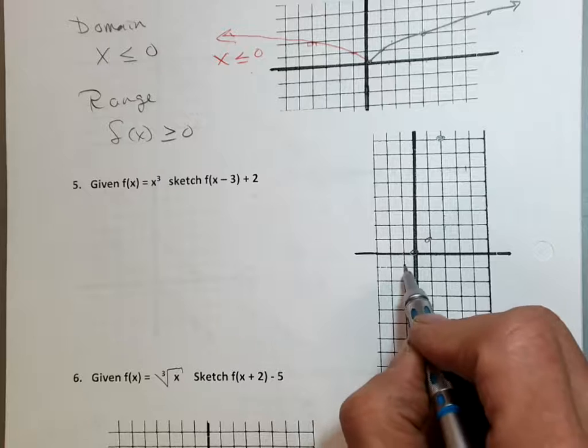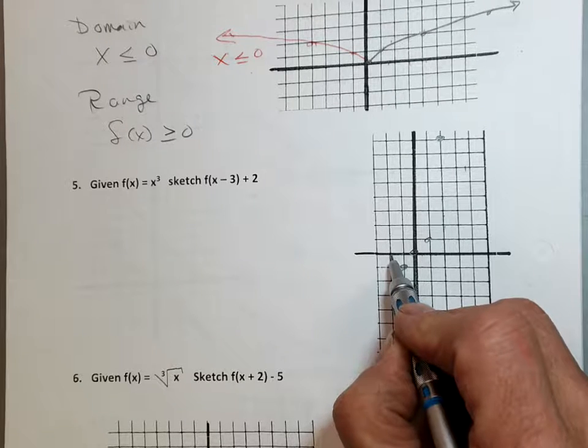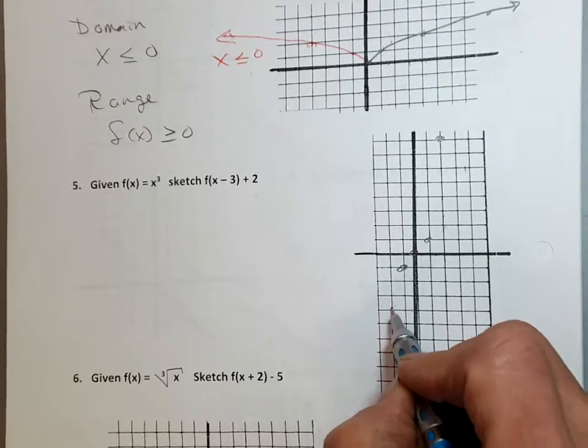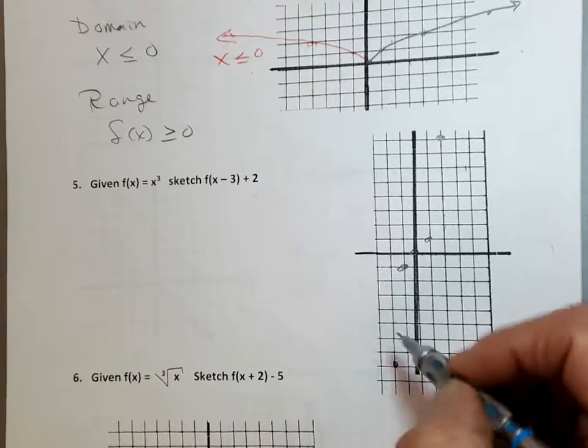Good. Thank you. Negative 1. I agree. Negative 2. It's negative 2 times negative 2 times negative 2. Negative 8. 1, 2, 3, 5, 6, 7, 8. And then off the graph.